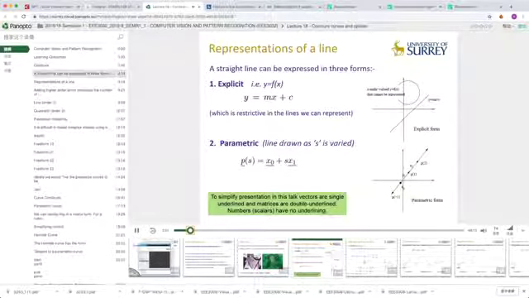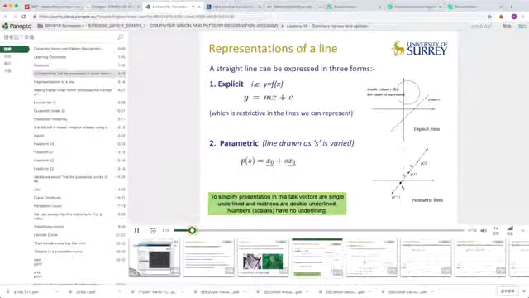Specifically, we can't represent one type of line with this. What is it? A vertical line, that's right. Because with a vertical line, you've got multiple values of y for a given x. So it's not just y equals mx plus c that's the issue here, it's the fact that we're representing a line in the form y equals some f of x that causes us that problem.